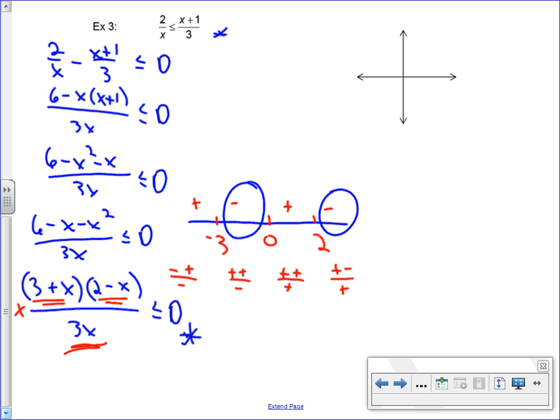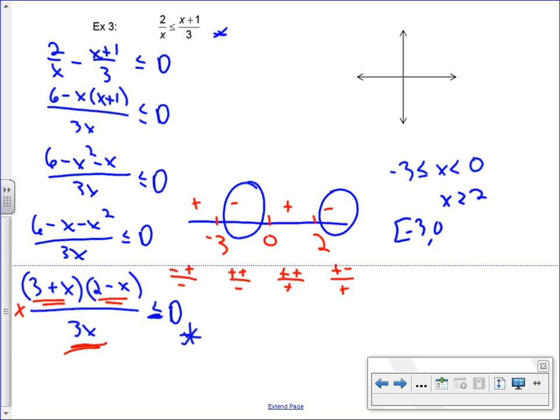And so our two answers are in between negative 3 and 0. Negative 3 is inclusive. We've got this equals here. The 0 is not inclusive because that's the place where it's undefined, so it's not inclusive. And then we also have out here on the end, x is greater than or equal to 2. And in interval notation, we look like this. And there are our two answers.